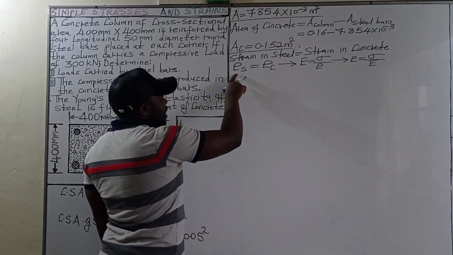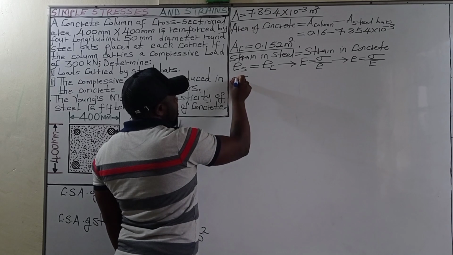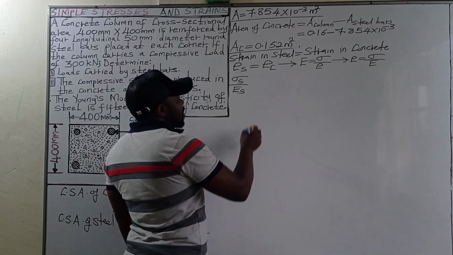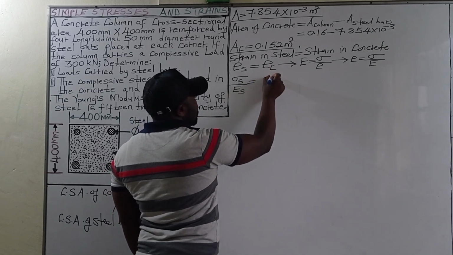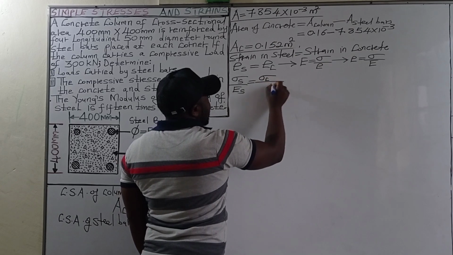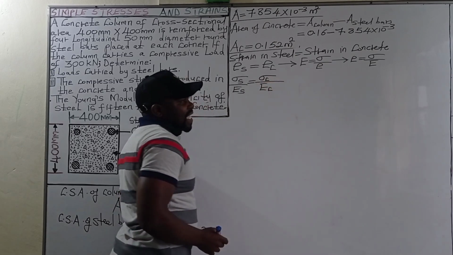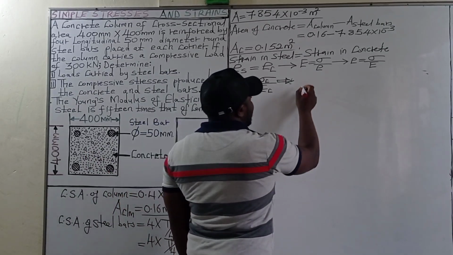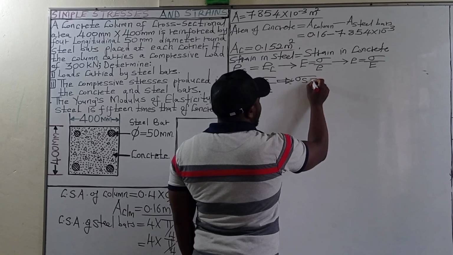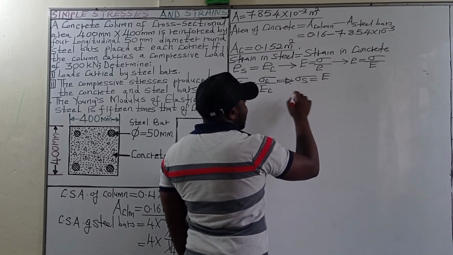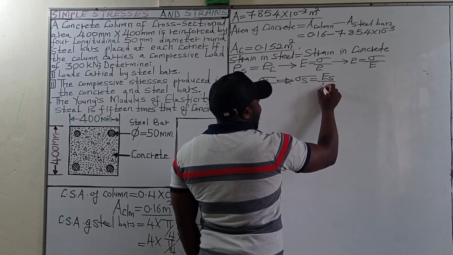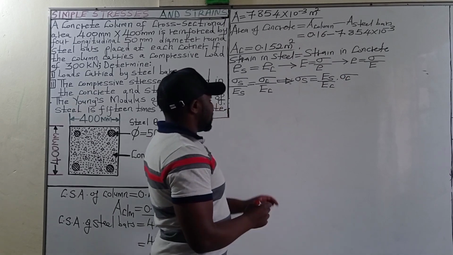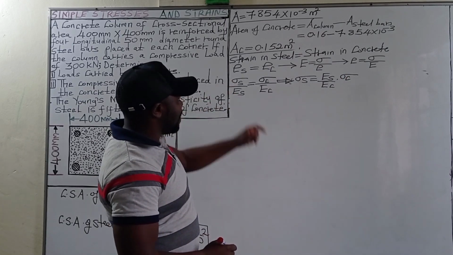In this case, the strain in steel will be given by stress in steel divided by the Young's modulus of elasticity of steel, which equals the strain in concrete, which is stress in concrete divided by the Young's modulus of elasticity of concrete. When we make stress in steel the subject, we have stress in steel equals Young's modulus of elasticity of steel over Young's modulus of elasticity of concrete times the stress in concrete.